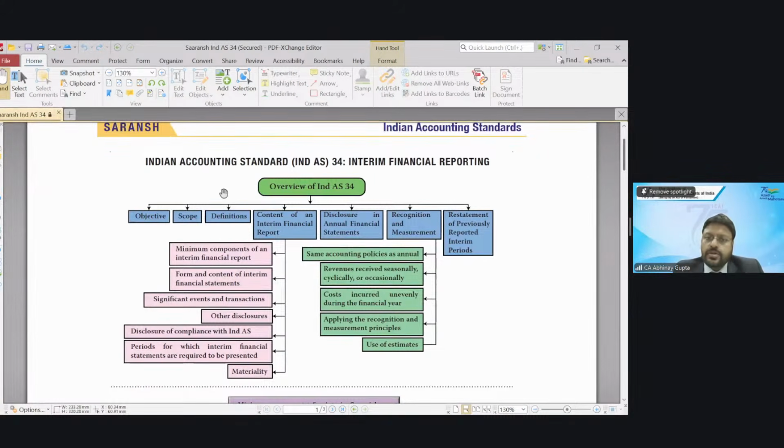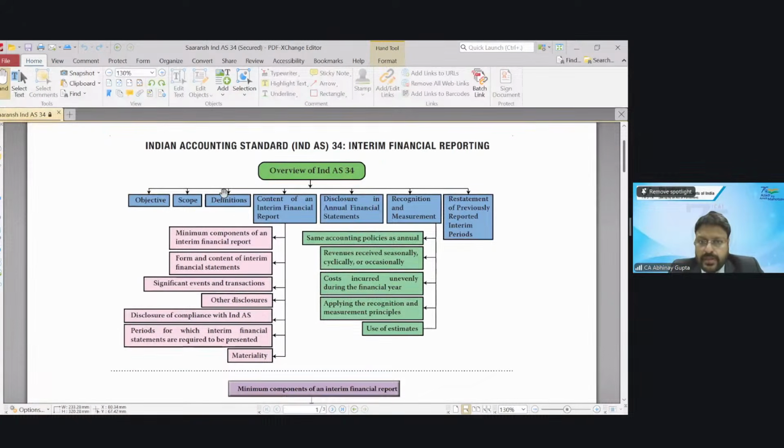The objective is to provide guidance on interim financial reporting, right? So within the scope of Ind AS 34 is interim financial reporting. If the year-end financial reporting is happening, then we will apply Ind AS 1 mandatorily. But for interim financial reporting, Ind AS 34 needs to be applied, right?